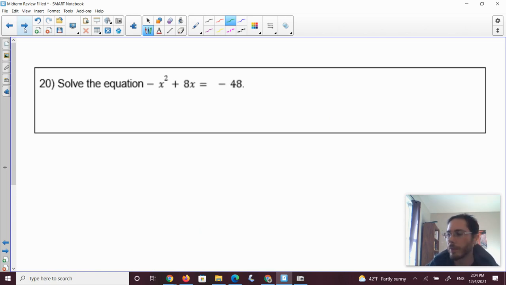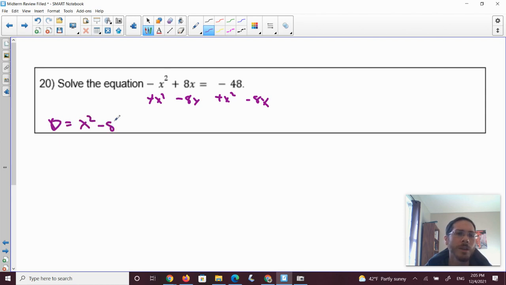For number 20, we need to solve this equation. So to solve this one, we need to get everything on the same side because it is a quadratic. I don't really like this negative x squared, so it might seem weird, but I'm going to add x squared to both sides, which means I also have to do minus 8x to both sides. Usually we would just move the one thing over because why would you move 2 when you could just move 1? But I really don't like this negative x squared, so I'm going to make it 0 equals positive x squared minus 8x minus 48.